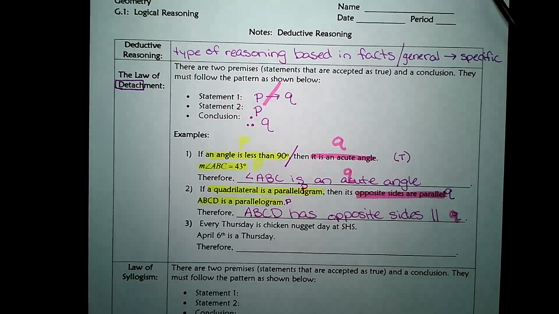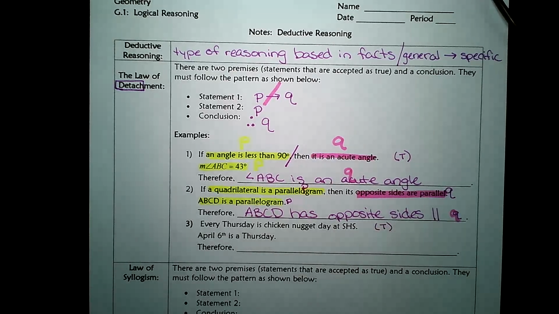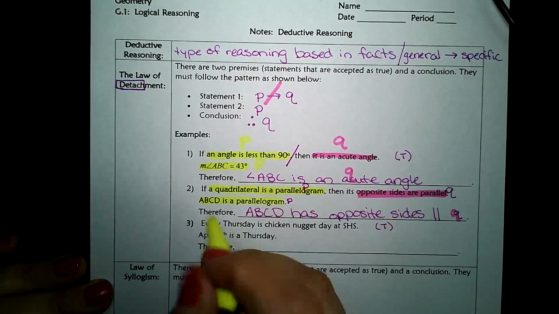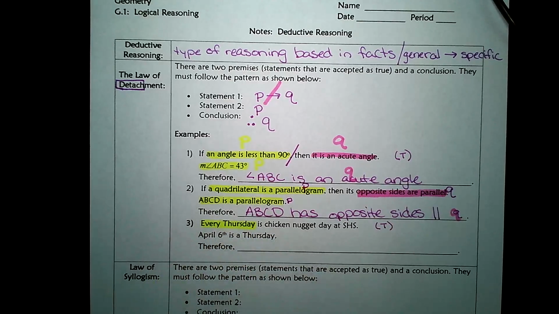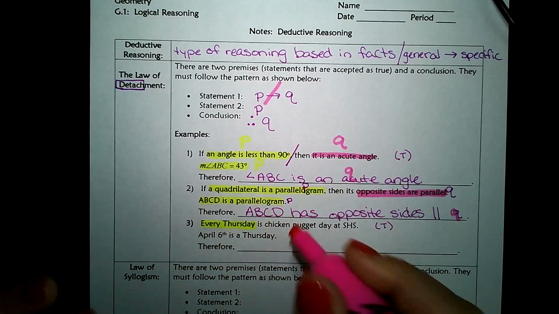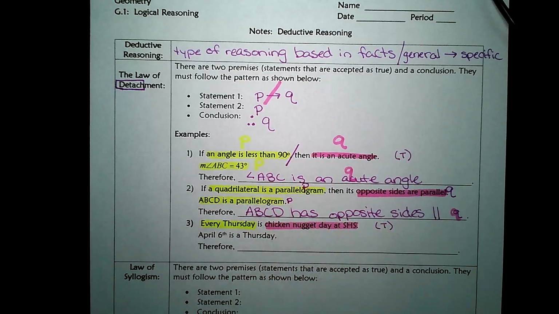Every Thursday is Chicken Nugget Day at SHS. That is a true statement. Every Thursday here at Salem, we serve chicken nuggets in our cafeteria. A true statement. All right, so the conditional would be if it's Thursday, there's the P statement, then it's Chicken Nugget Day. There's the Q statement. Every Thursday, it's Chicken Nugget Day.